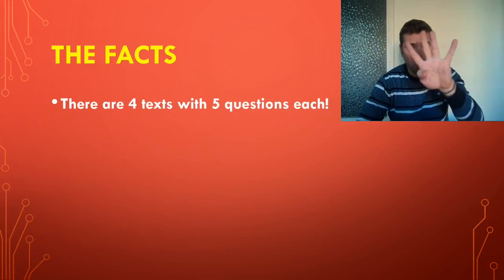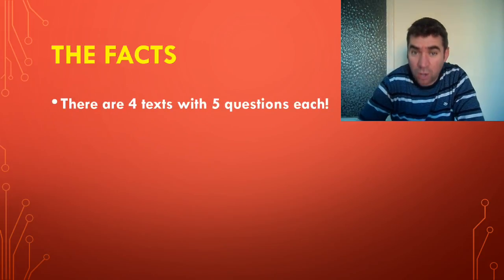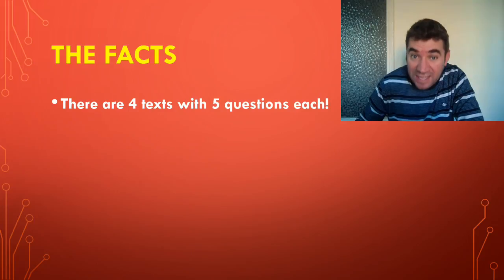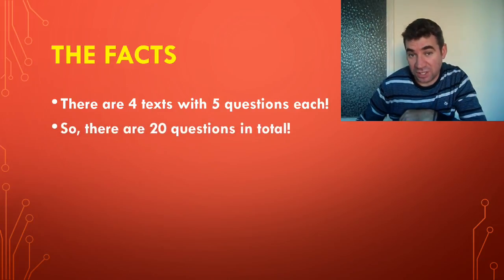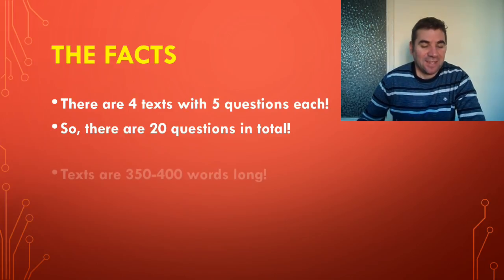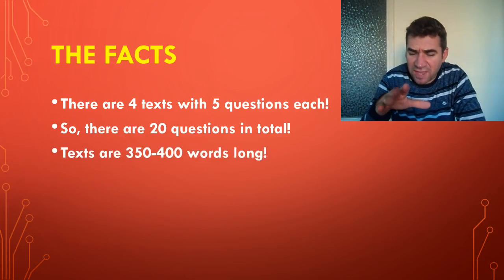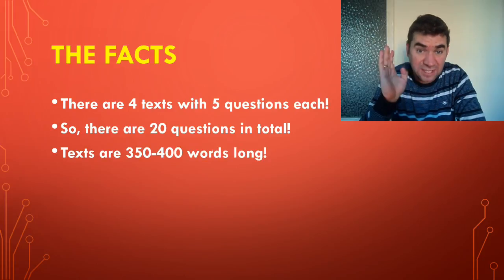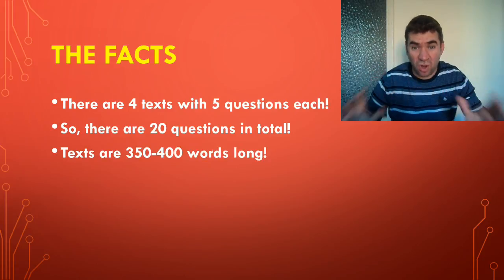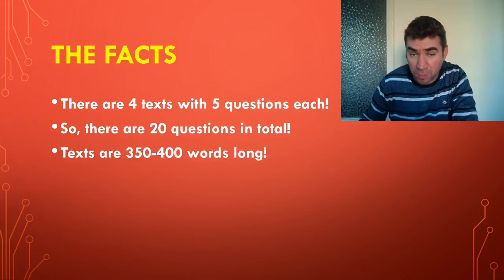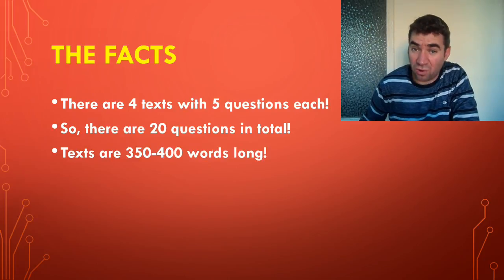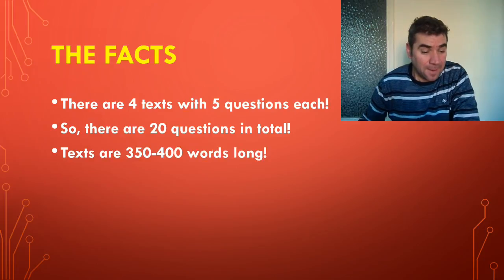Alright, you have 4 texts with 5 questions each, so that means there's a total of 20 questions, if my maths is correct, which it is. The texts are about 350 to 400 words long, and this is one of the good things, you know, they're not that long, as you'll see in any ECPE Michigan test book. They're a really nice length.